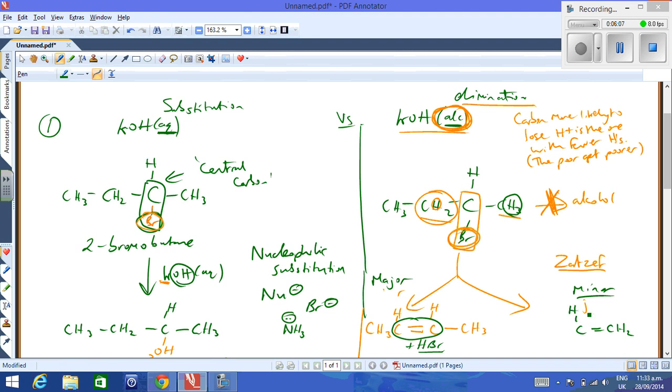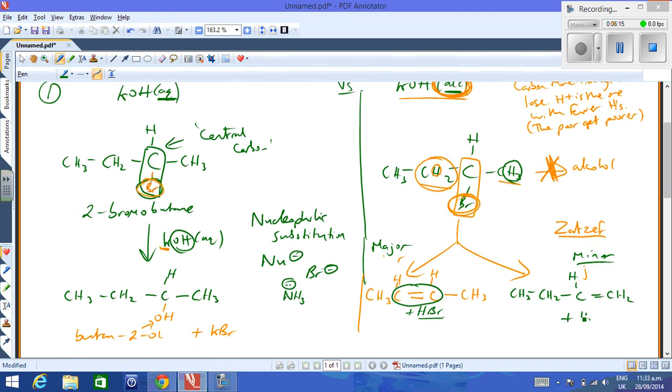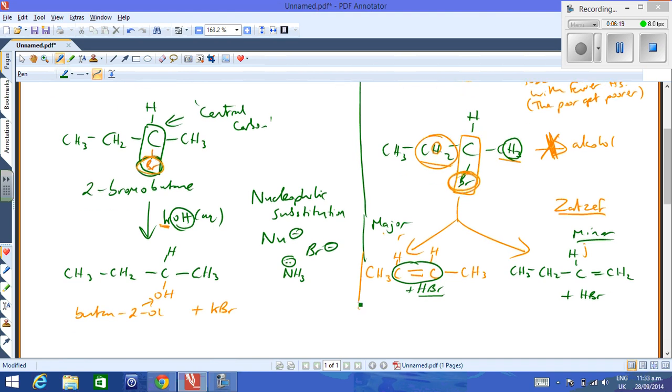Your hydrogen is still there, your bromine is gone, and you'd have CH2 here and CH3. And plus your minor product of HBr again. So your major product here would be but-2-ene. So you formed an alkene, but-2-ene, and hydrogen bromide right there. And in this case, it would be but-1-ene and hydrogen bromide.